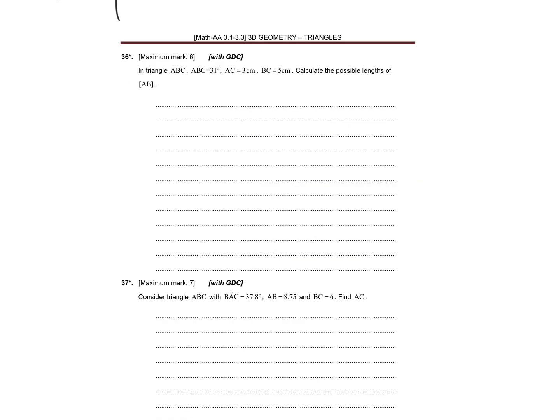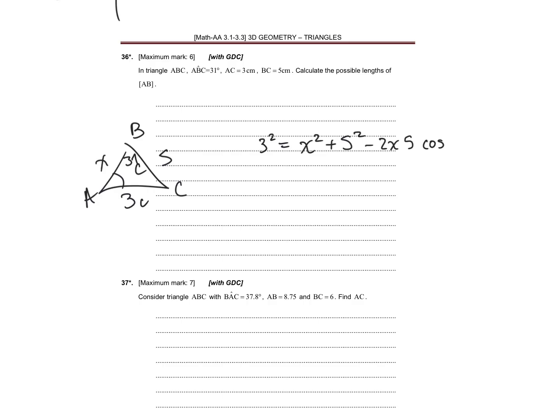All right, for 36, we have ABC. This is 31. This is 3, and this is 5. And we want possible lengths of AB. So we have to find this out first, or let's just use the cosine rule. It's going quicker. So this is little c, this is big C. So we've got 3 squared equals, interchangeable, x squared plus 5 squared minus 2x5 cosine 31.